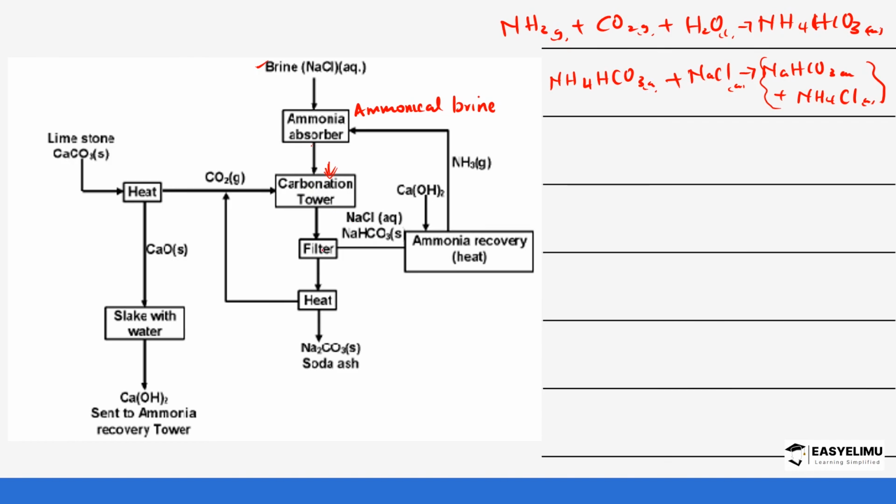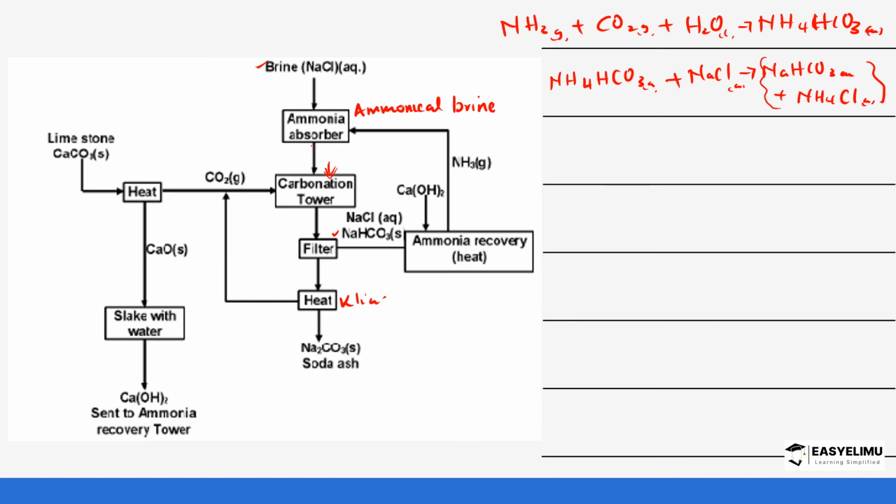When it gets to the filtration chamber where filtering occurs, we know that both sodium hydrogen carbonate and ammonium chloride are soluble salts, but they usually crystallize at different temperatures. Sodium hydrogen carbonate crystallizes first in the reaction, so it's the one that is separated as a residue. Then ammonium chloride is taken to the ammonia recovery tower, and sodium hydrogen carbonate is taken to the kiln. I hope you have seen what has happened.